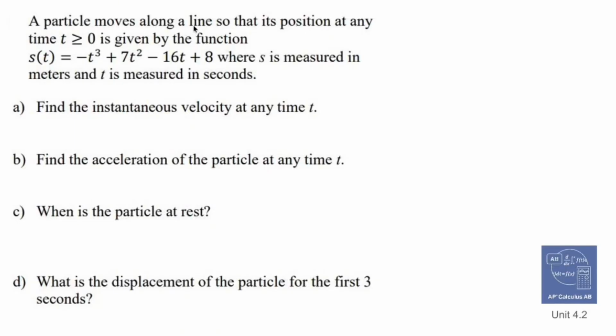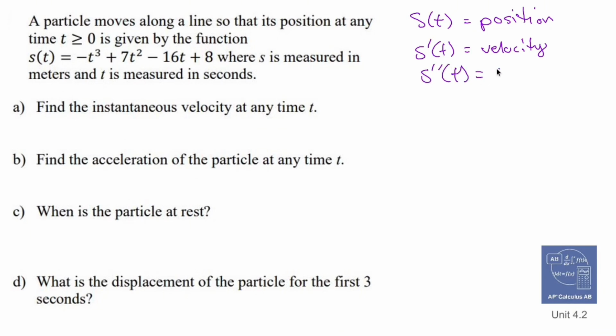A particle moves along a line so that its position at any time t, as long as it's a positive t, because you can't go back in time, is given by this wacky function right here, where s is measured in meters and t is measured in seconds. If you are given a position function, this is called rectilinear motion. Position, I nailed it. The first derivative gives you velocity. The second derivative gives you acceleration.